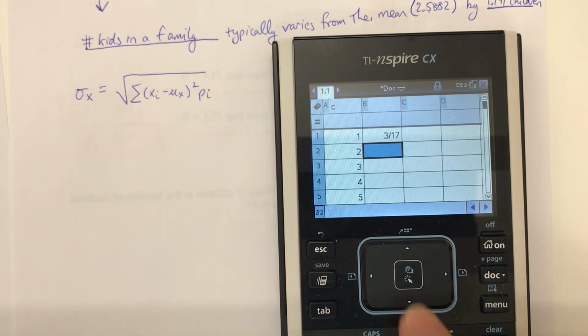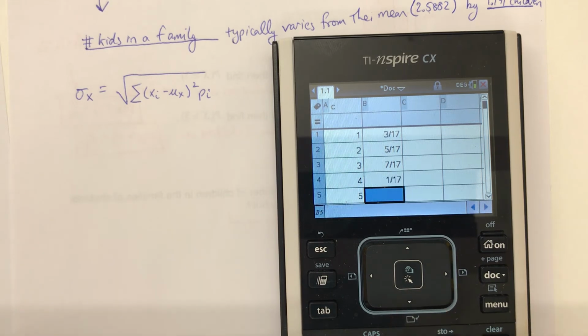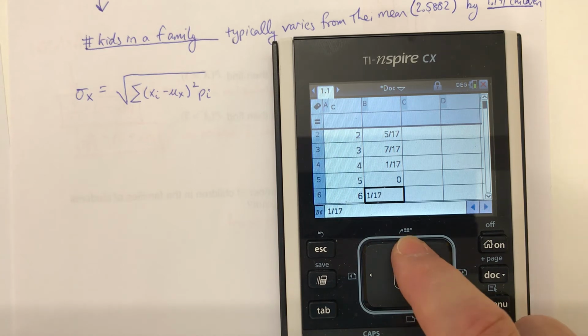So we're going to type the fractions in. It was 3 over 17, 5 over 17, 7 over 17, and then it was 1 out of 17. Now for number 5, nobody had 5 children in their family. We need to put a number in there though, so we're going to put 0. And then the last one is 1 divided by 17.